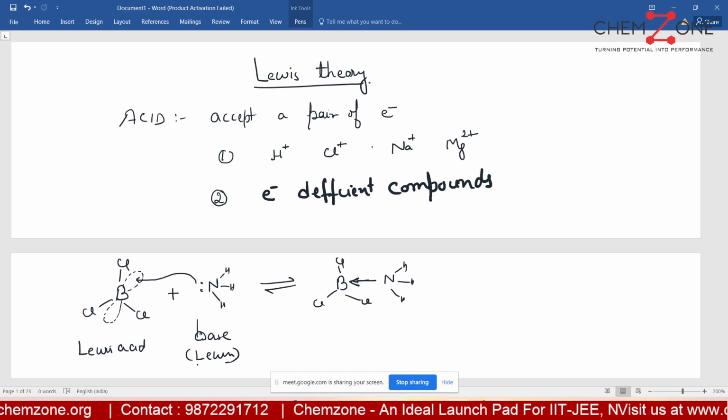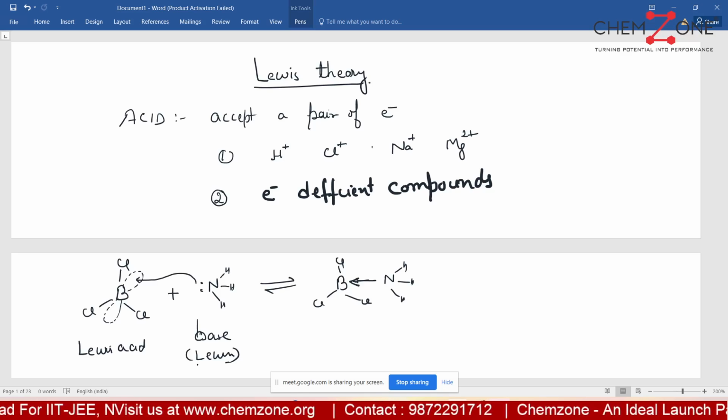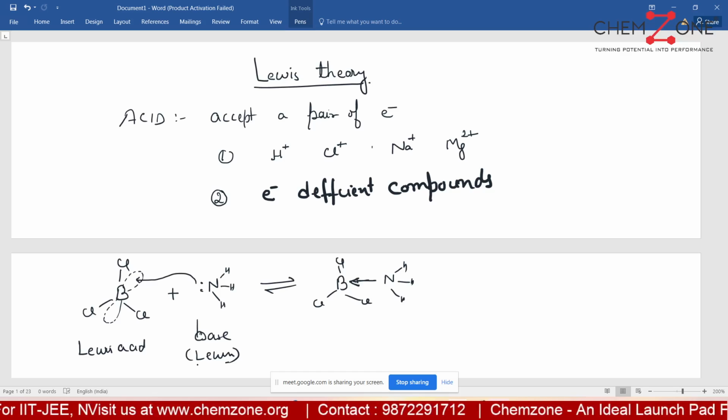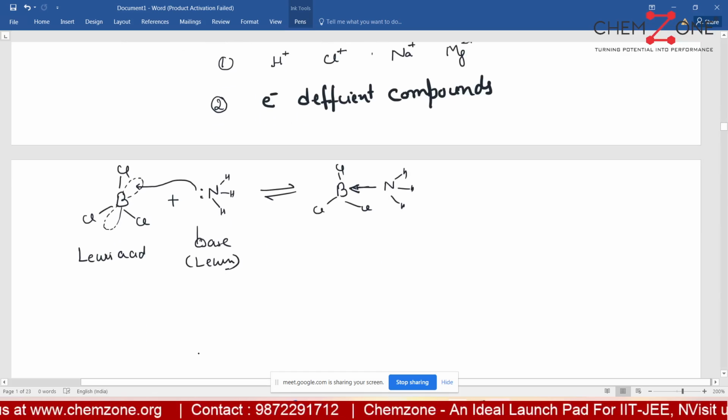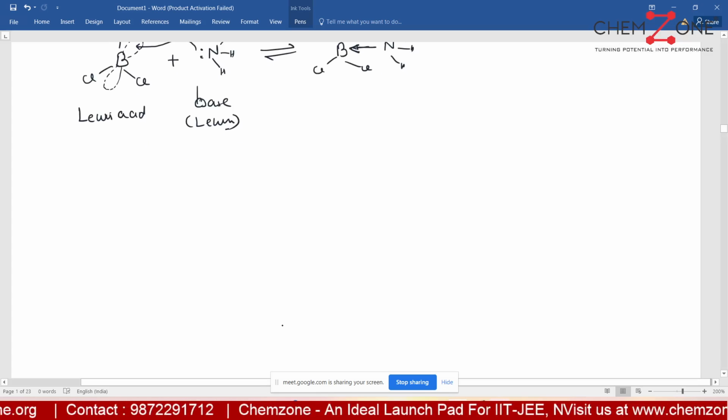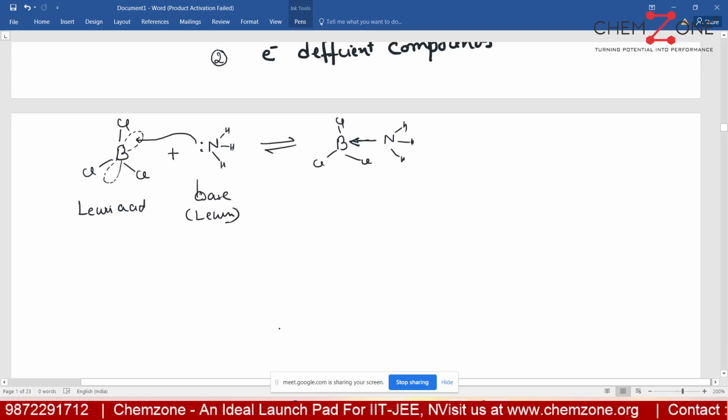So can you repeat the definition? Write down: Lewis acid is a substance which accepts a pair of electrons and Lewis base is a substance which donates a pair of electrons. So ammonia here is donating a pair of electrons. So this is a Lewis base. Am I clear? So Lewis acid accepts the electrons and Lewis base gives a pair of electrons.